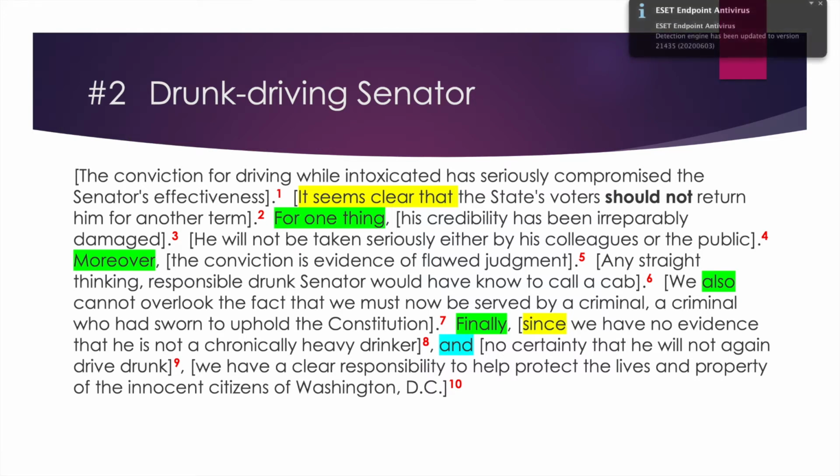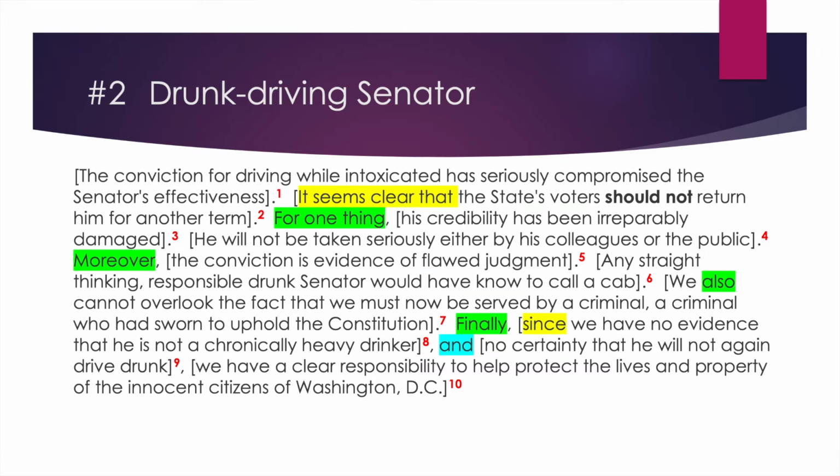And then we go on, the next sentence, and also tells us, here comes another reason. That is another line of argument, right? So we also cannot overlook the fact that we must now be served by a criminal who had sworn to uphold the Constitution. I take that all together as an assertion number 7, and there doesn't seem to be anything else that links to it by inference making, so it may be an assertion that stands on its own as a reason for supporting the ultimate conclusion.